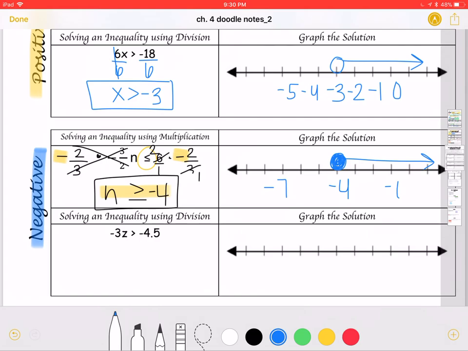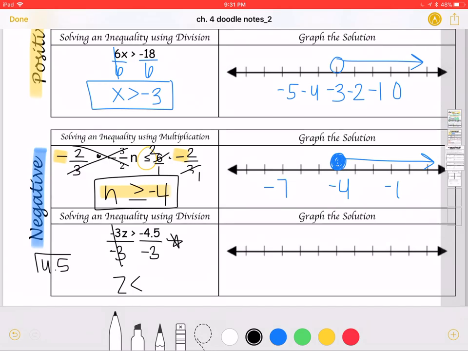Let's do another one. Solving an inequality using division. Look at your variable z. Right now it's being multiplied by negative 3. In order to get rid of that, I'm going to divide by negative 3. I'm dividing by a negative. So maybe before you even do that math and get caught up in it, set up your solution. I'm left with z. I have to flip it because I'm dividing by a negative. And now let's do that division.